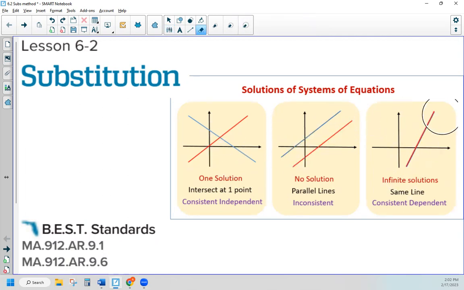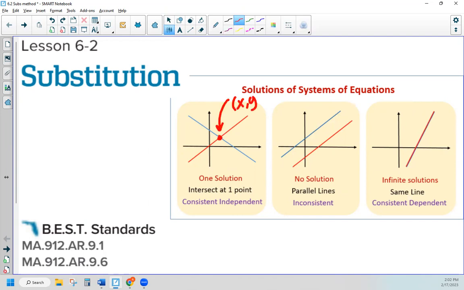So we can either graph or we can do the substitution method. Those are the only two that we've learned so far. And in the next lesson, we're going to be doing the elimination method. But right now, we're going to keep going with substitution. In the last video, we learned how to find the point of intersection, that x comma y.